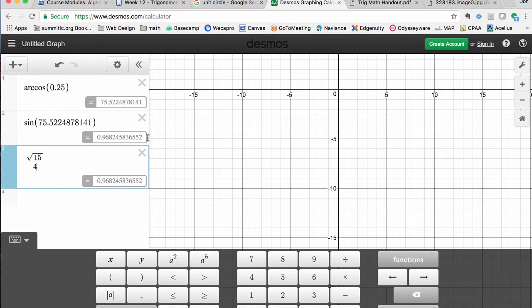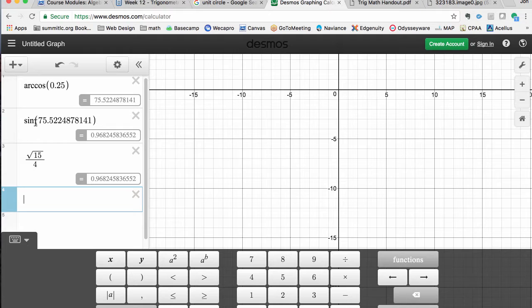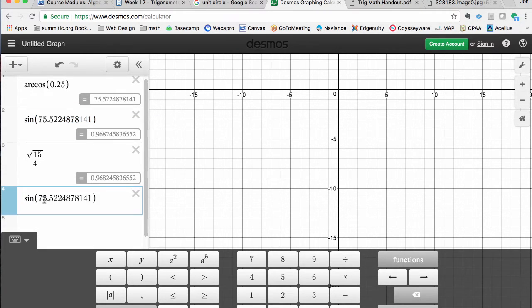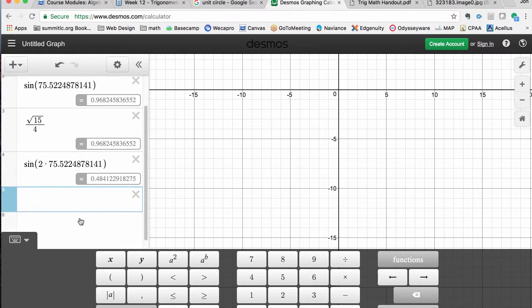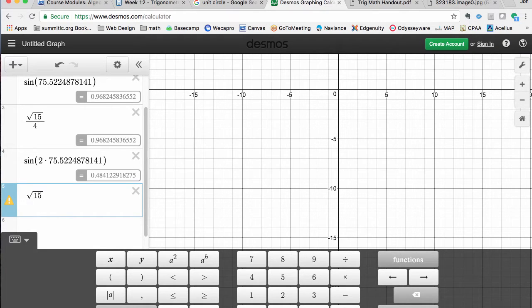So right now I'm already feeling pretty good about what the square root of 15 over 4 is. Now the sine of double that angle, I would take this, copy that down, and multiply it by 2. So now there's the double the angle, and it should equal this value. We said that's the same as the square root of 15 over 8. That's what we calculated with our double angle formula. And look, it's the same value as well.